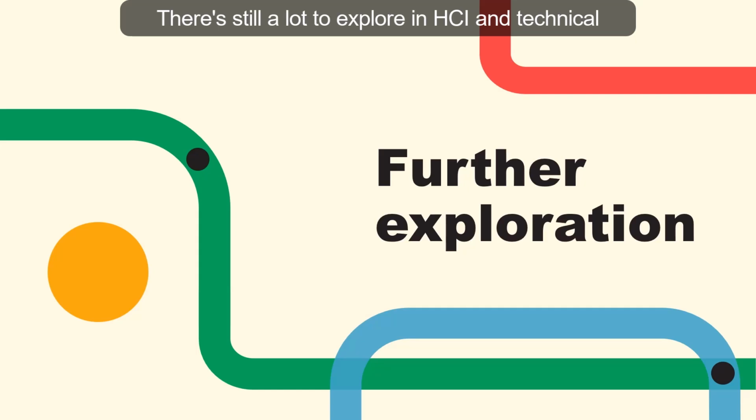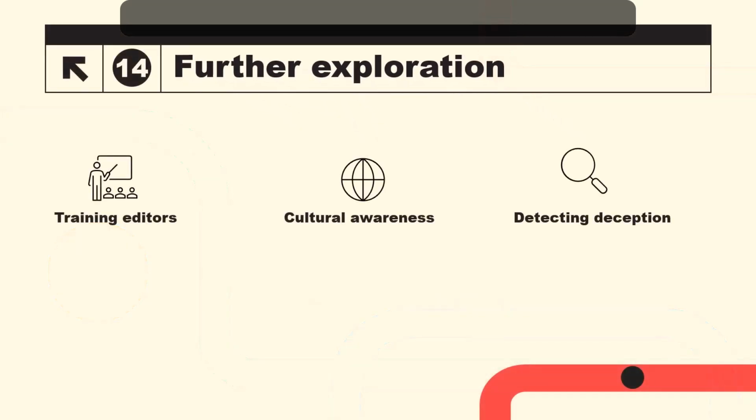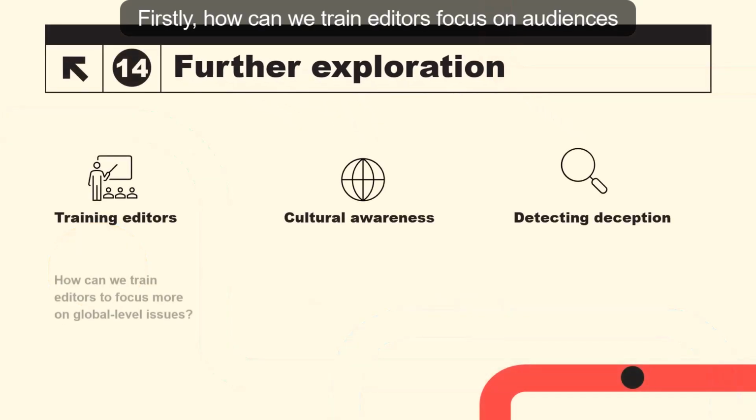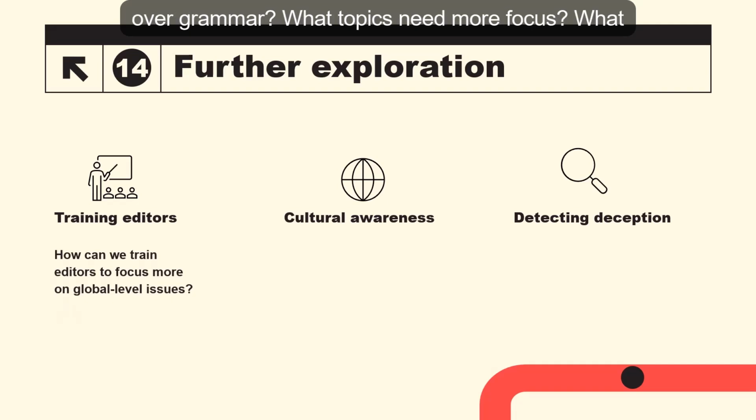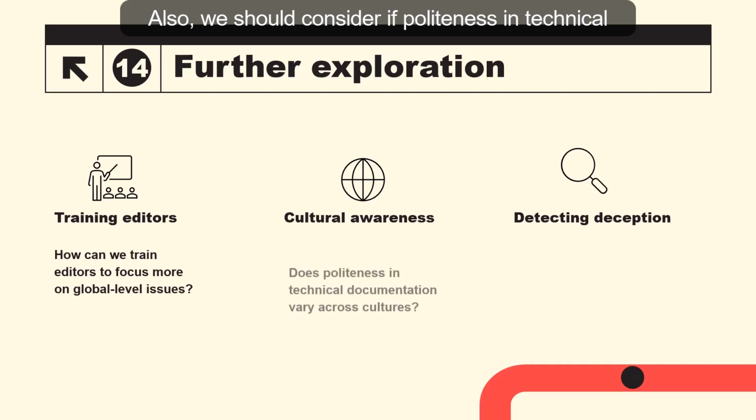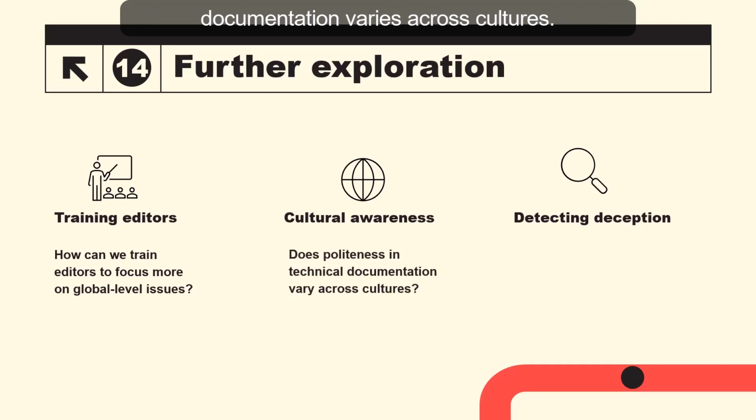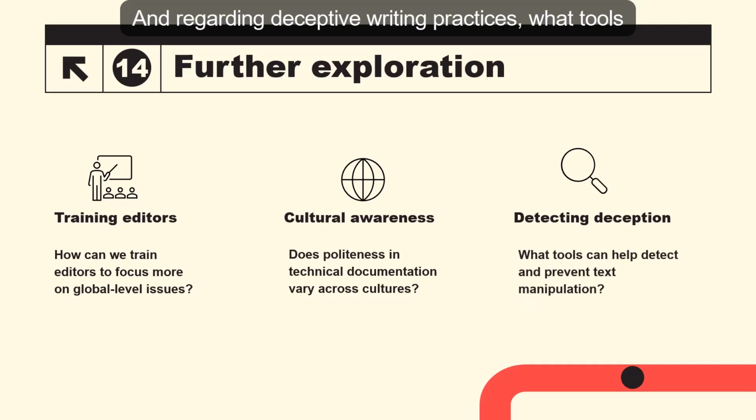There's still a lot to explore in HCI and technical editing. Firstly, how can we train editors to focus on audience needs over grammar? What topics need more focus? What strategies can we use for training? Also, we should consider if politeness in technical documentation varies across cultures. The study I referenced only used participants from one country. And regarding deceptive writing practices, what tools can help and prevent text manipulation? Maybe some sort of AI tool.